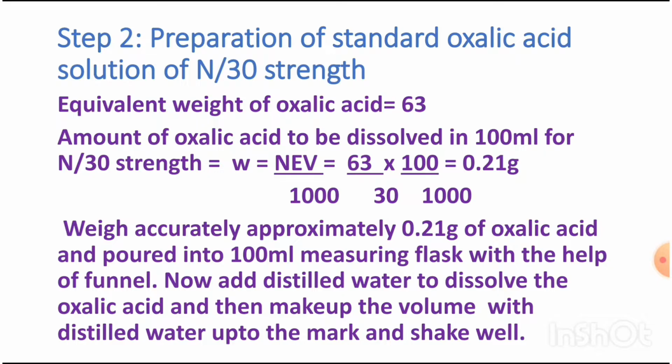So, weigh accurately approximately 0.21 gram of oxalic acid and pour into 100 ml measuring flask with the help of funnel. Now add distilled water to dissolve the oxalic acid and then make up the volume with distilled water up to the mark and shake well. Now prepare a standard solution of oxalic acid of N/30 strength.